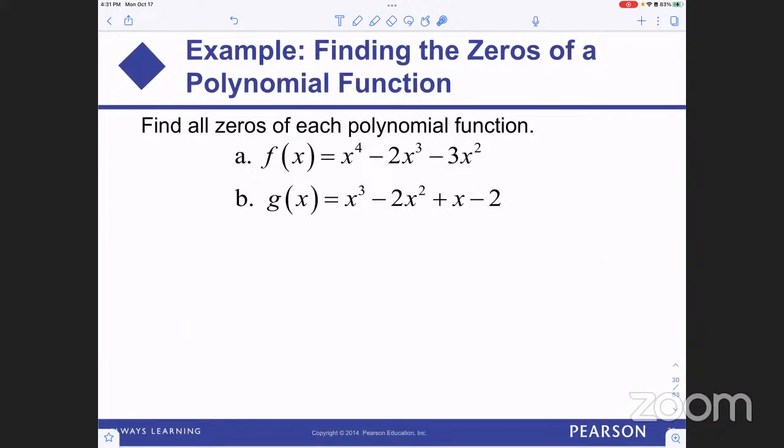Okay. So here we're asked to find all the zeros of each polynomial function. Okay, so this is factoring, right?